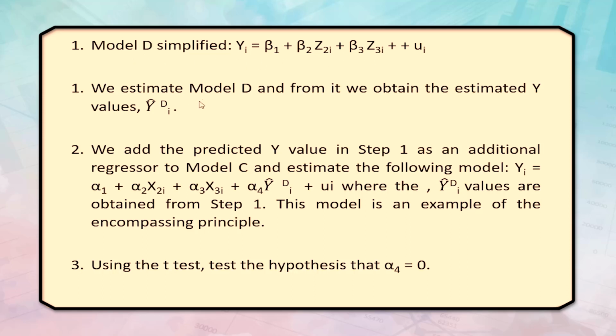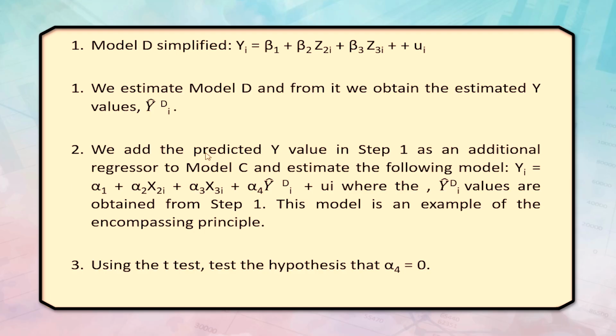Now, what we do is we estimate this model D and we call the estimated value, using our standard notation, y hat di. So, the estimated model D is called y hat di. Now, we want to find whether this adds any important information to model C. So, we add this y hat di as one of the regressors in model C. So, we have a model C which now incorporates the estimated yd.